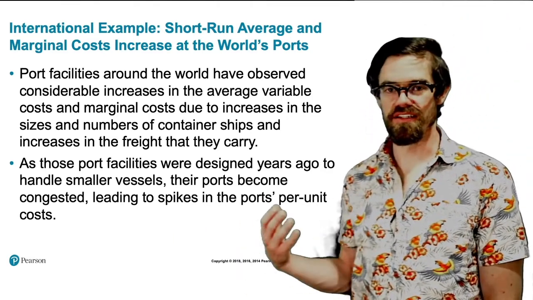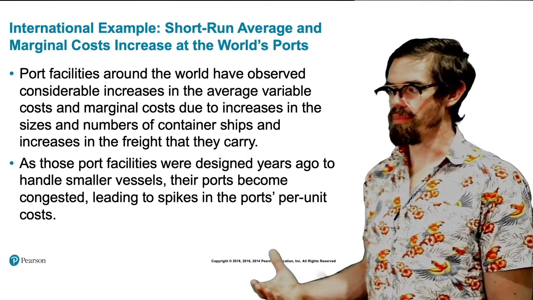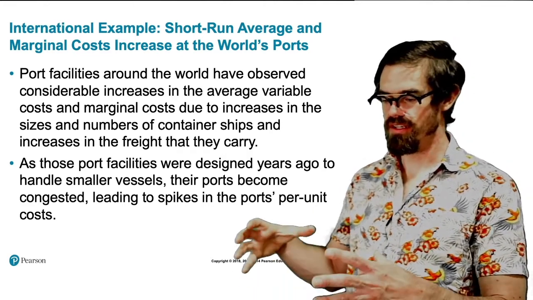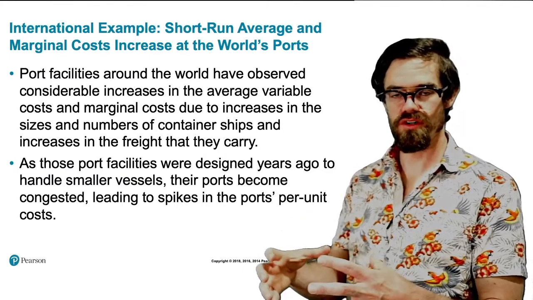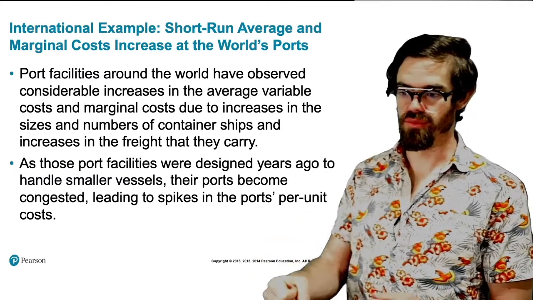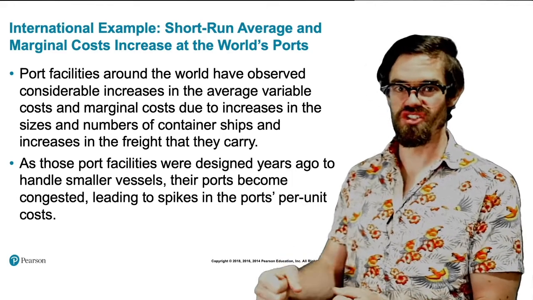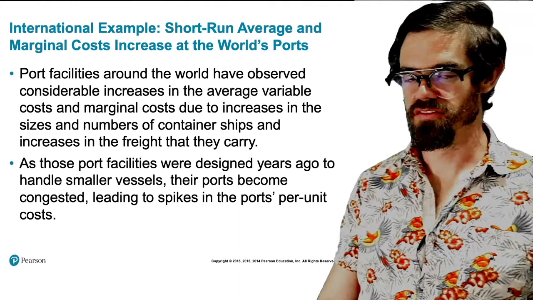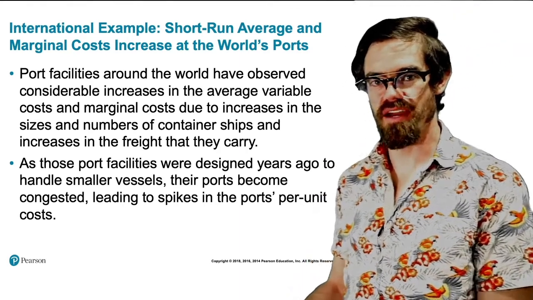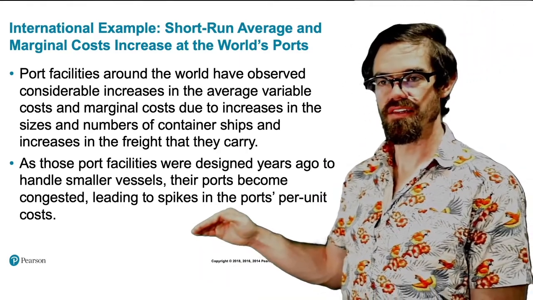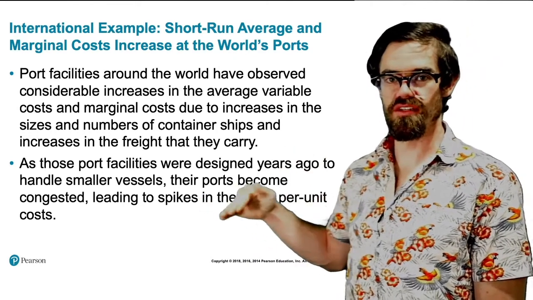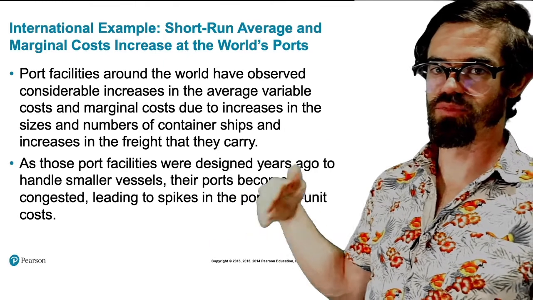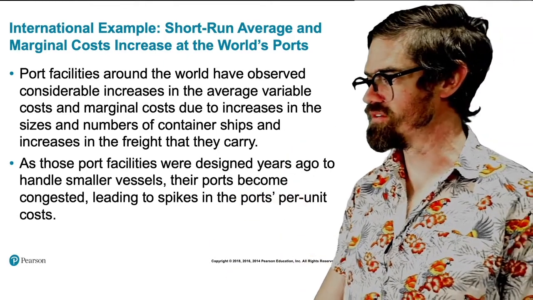So this is exactly what we're talking about, right? A limited amount of capital, which is basically the infrastructure of the port, is being crowded with a variable input, which is the ships and the containers, right? It's being crowded, and so they're facing increasing average costs, which is basically the upward sloping end of those U-shaped curves that we saw. So they're running into those upward sloping portions of the U-shaped curves.